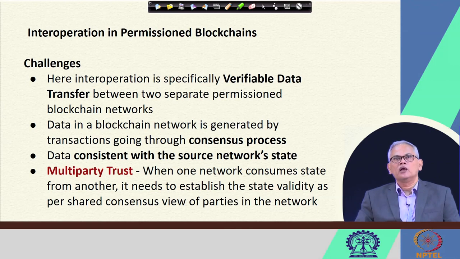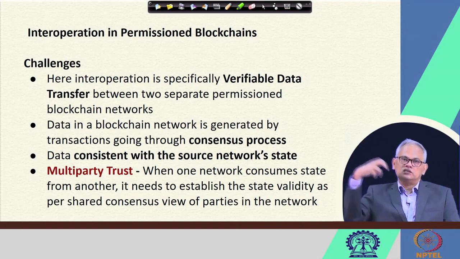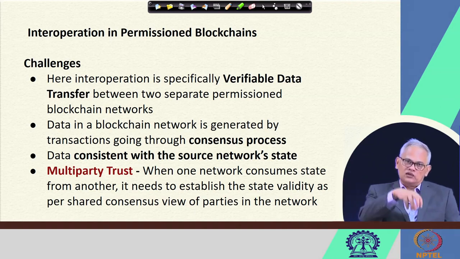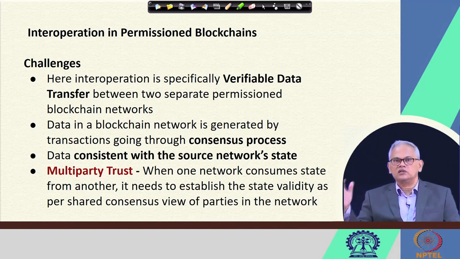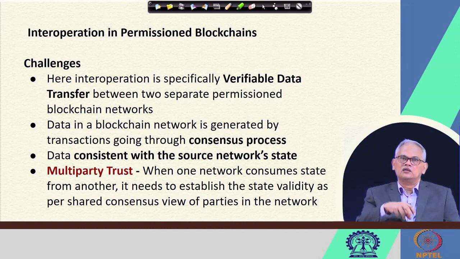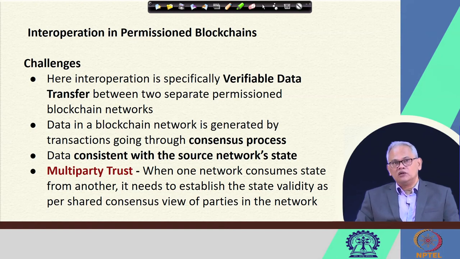which we have discussed. So what is important is that the transfer of data should be consistent with the source network's state, because the data is moving from a source network to a destination network. So it must be consistent in the source network, and we are talking about multi-party trust: when one network consumes state from another, the target network consuming the state from the source network needs to establish the validity of the state, which must be as per the shared consensus view of parties in the network.